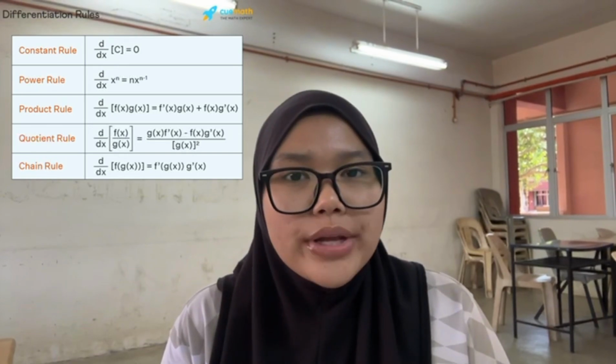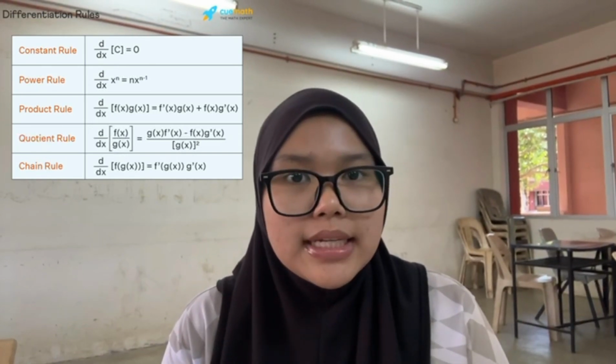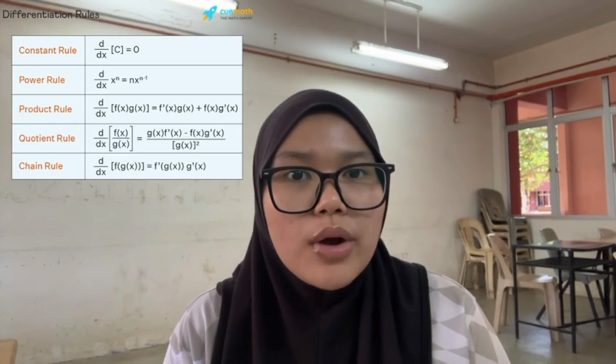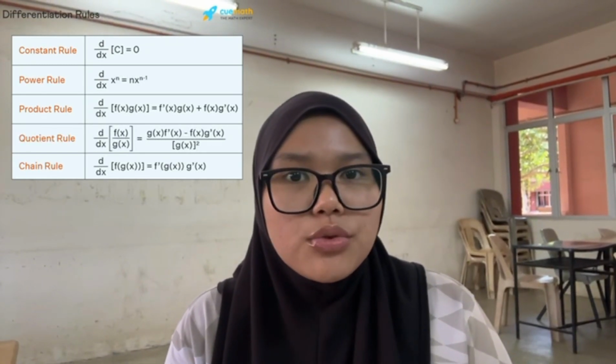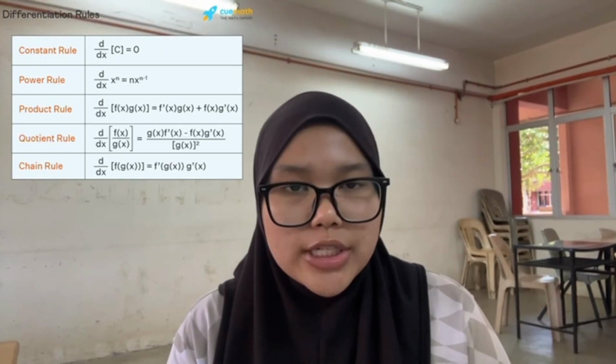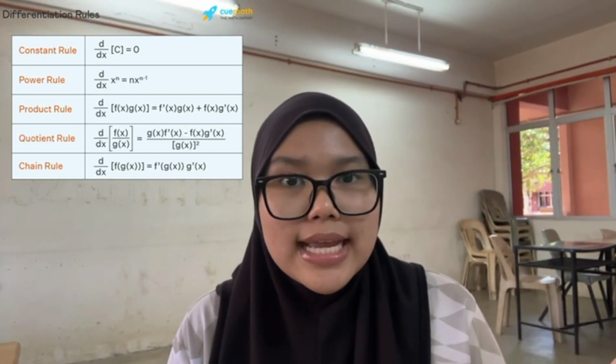For more complex functions, we use the product rule when two functions are multiplied, and the quotient rule when one function is divided by another. Lastly, the chain rule is used for composite functions, which means a function inside another function. Overall, differentiation is very useful in solving real-life problems involving motion, growth, and change.